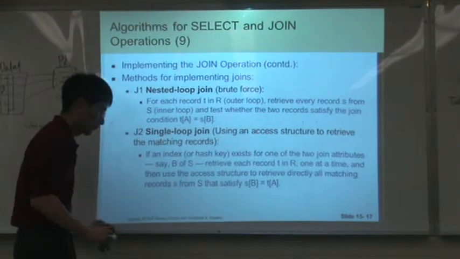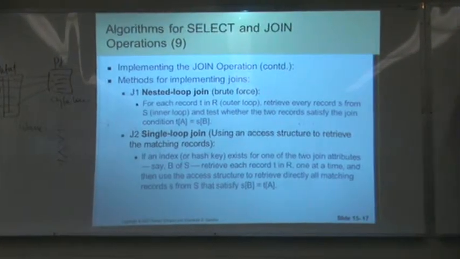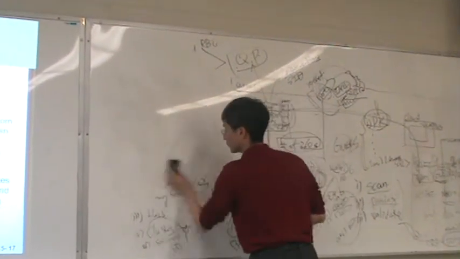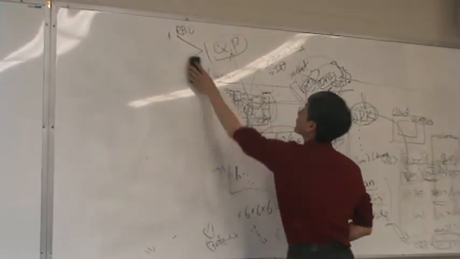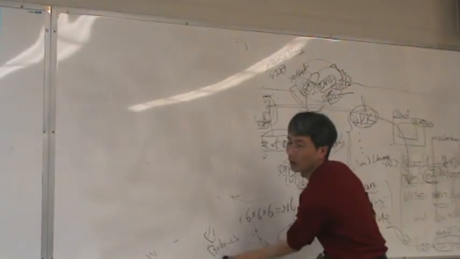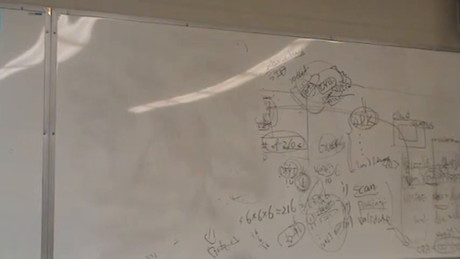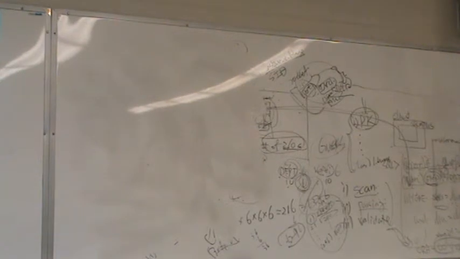Nested loop join first. What is a nested loop? Loop inside the loop. That is a nested loop. It's the natural way of the loop.